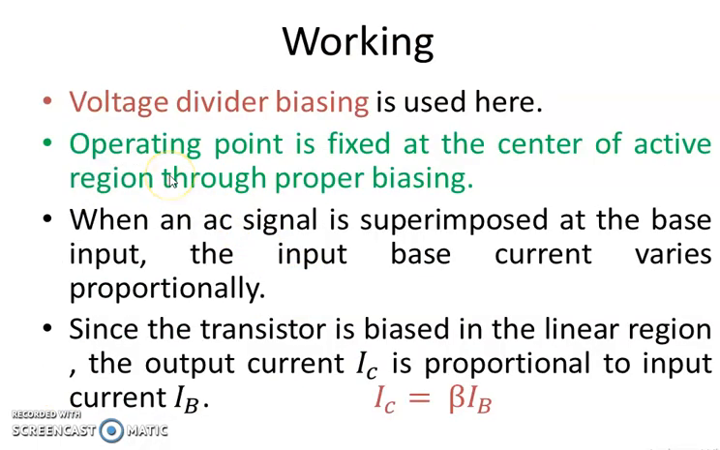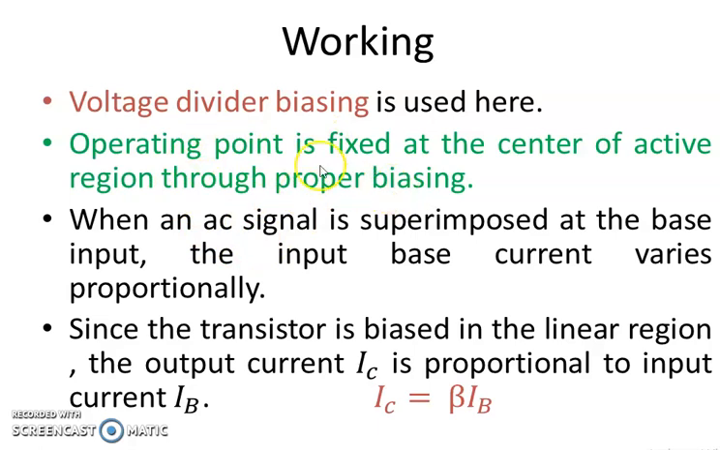First of all, through proper biasing, we should fix the operating point at the center of the active region. That is the major condition for the transistor to operate as an amplifier. At the center of the active region, the operating point should be fixed. This is achieved with proper biasing.